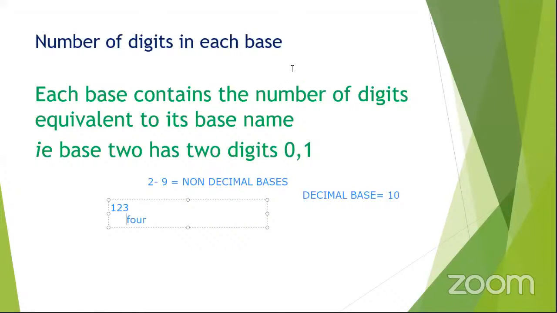When we are reading this one here, we shall read each digit independently plus the base name. So we shall read it as 1, 2, 3, base 4. We don't read it as 1, 2, 3, 4. No, that is wrong. You have to identify which one is the base and which one is the number for that base.